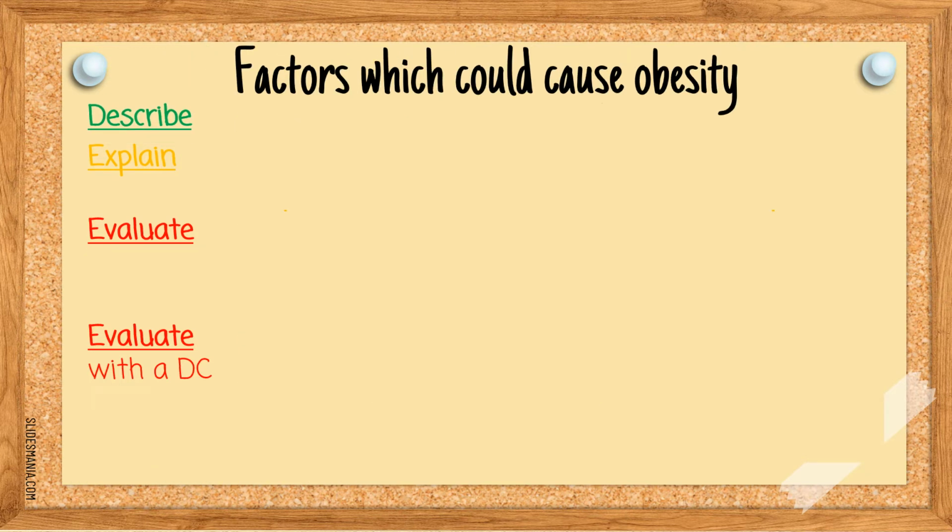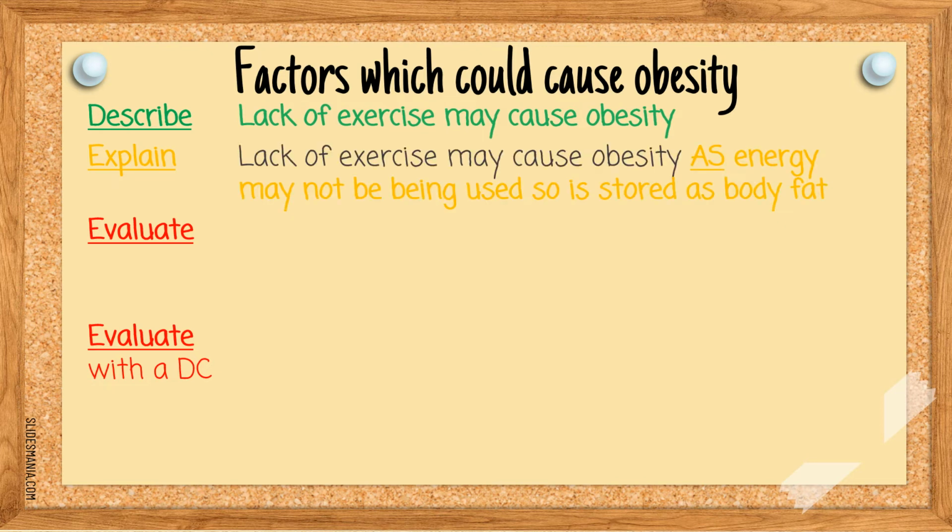Next example is all about factors which could cause obesity. So if you're asked to describe factors which could cause obesity, you might want to write that lack of exercise may cause obesity. So just a short statement is required. If you're then asked to explain factors which could cause obesity, we want to take that description written in green and we then want to stab our answer, so use the word so, therefore, as or because, and then give a reason why that's going to cause obesity, which is shown in yellow. As energy may not be used, so it's stored as body fat. So we've given a reason why, which is us elevating our description to an explanation.